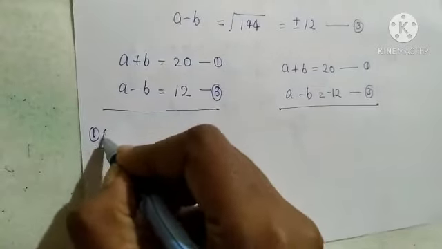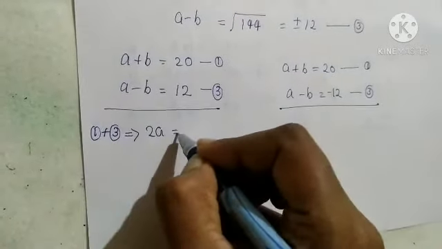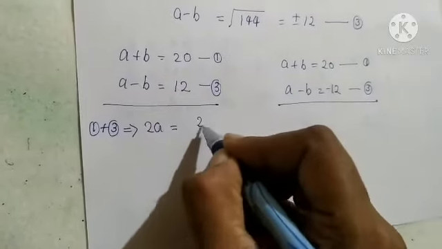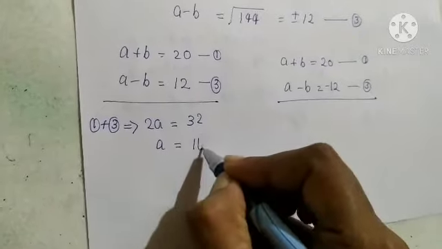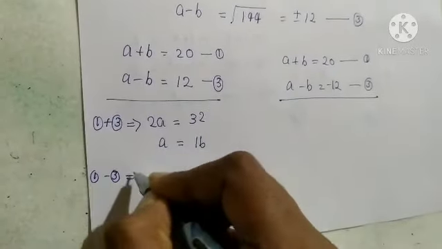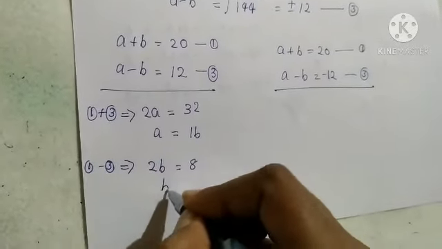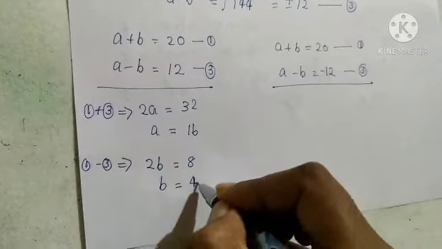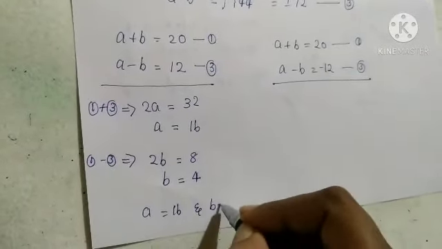First I am going to add these two equations. We get 2A equal to 32, A equal to 16. Subtracting these two equations, we get 2B equal to 8, B equal to 4. The first number is 16 and the second number is 4.